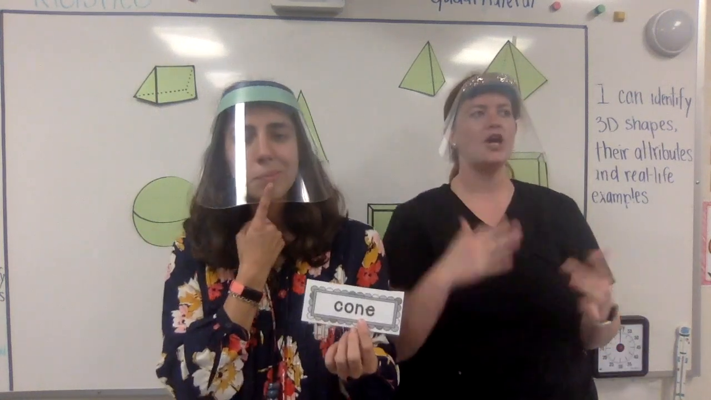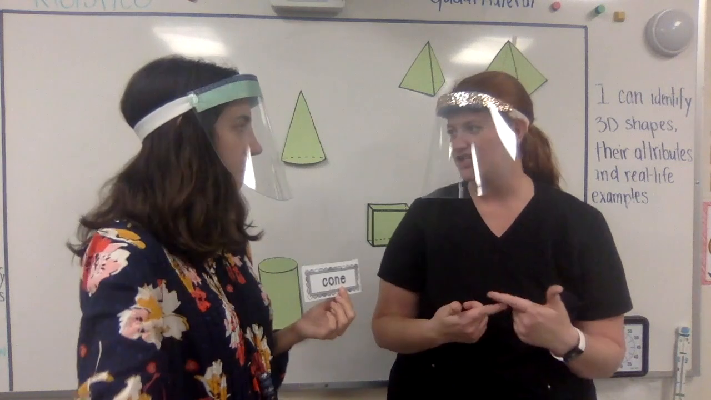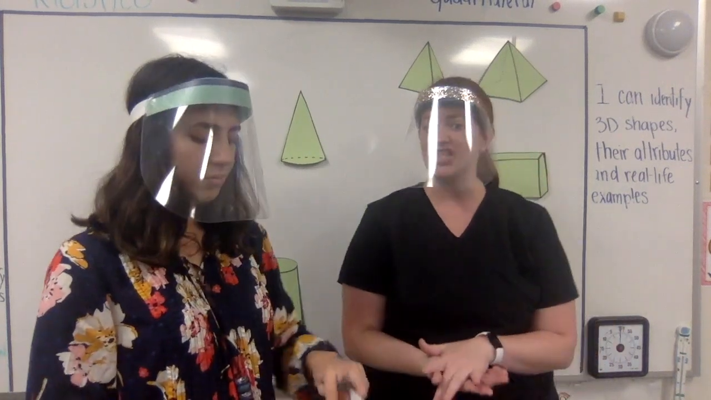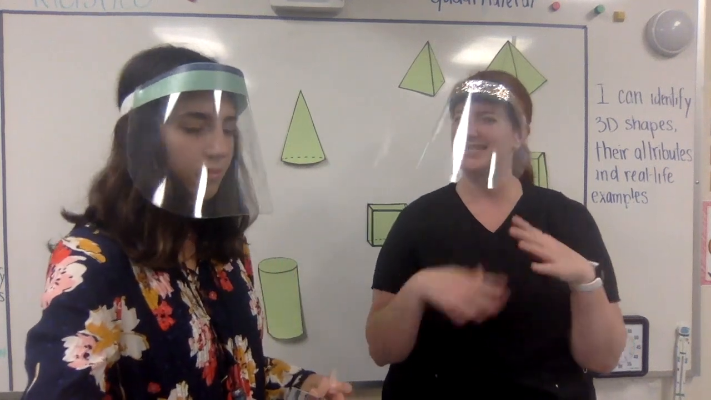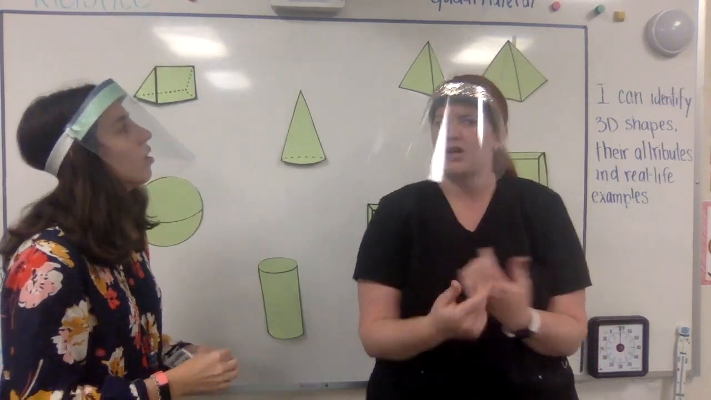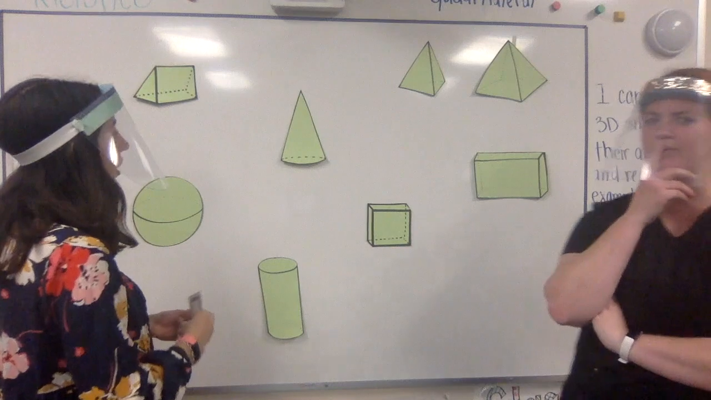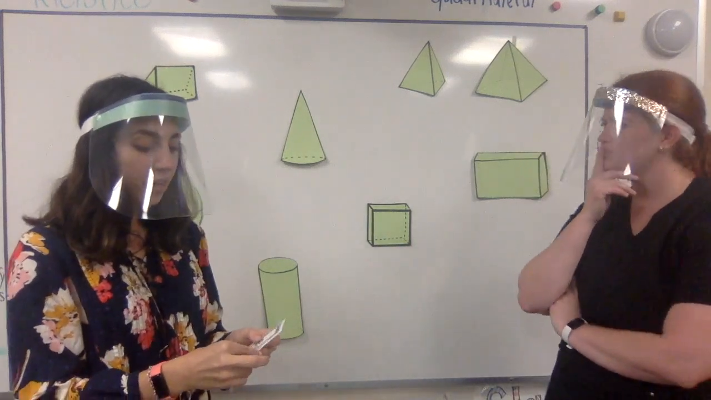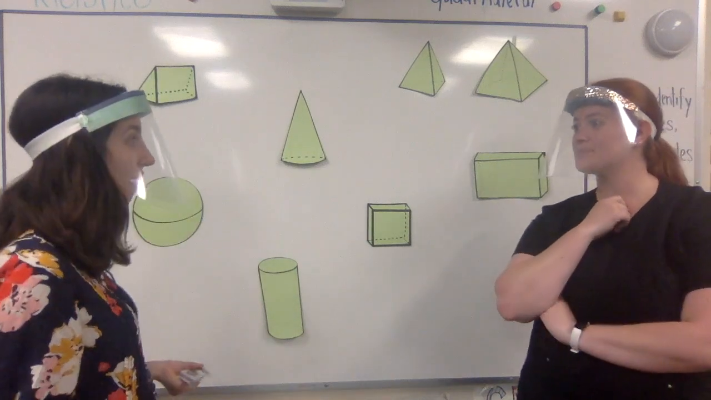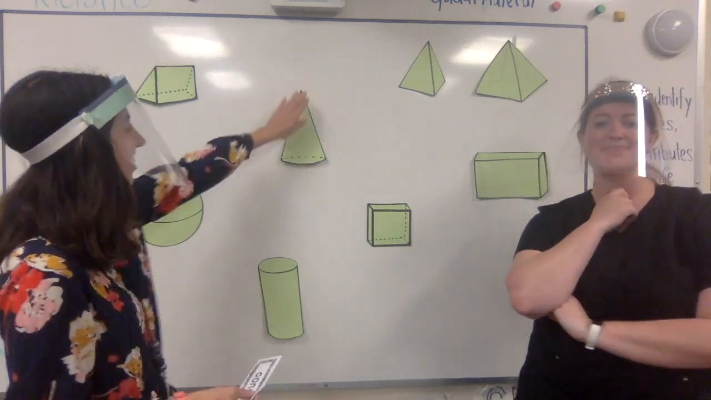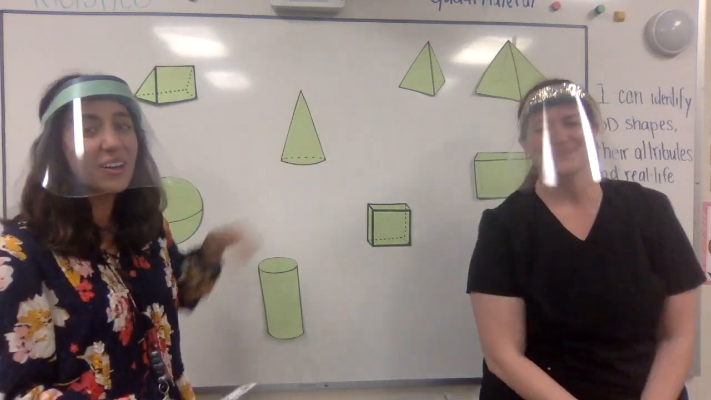Okay, let's see. I know a cone has rounded edges. It has one flat circle face. It comes to a point, but it's not a vertex because it doesn't have any edges that are coming together. So which one would be a cone? Oh, I also remember that a cone kind of looks like an ice cream cone or maybe a traffic cone that you see. And I can definitely see that this would be our cone.